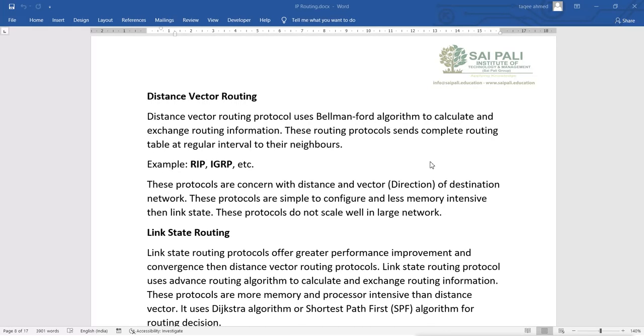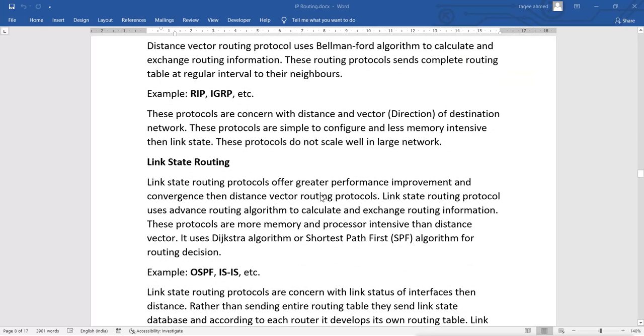Link state is very heavy and puts lots of load on your router, and distance vector protocols do not scale well in large networks. That is the drawback of the distance vector protocol: if you have a large network, it is not easy for distance vector to work. It will not work properly in a large network. So when you have a large network, you can use link state routing protocols, the link state technology.